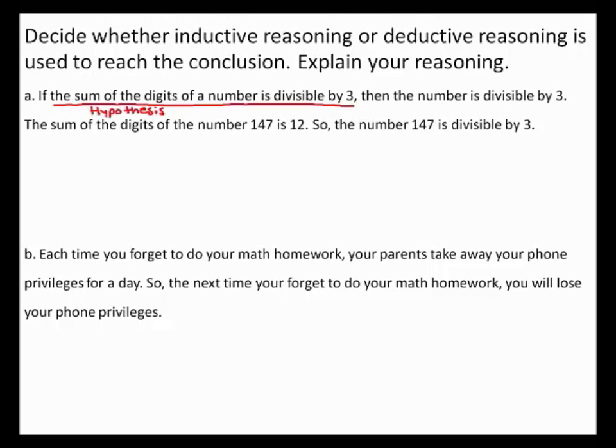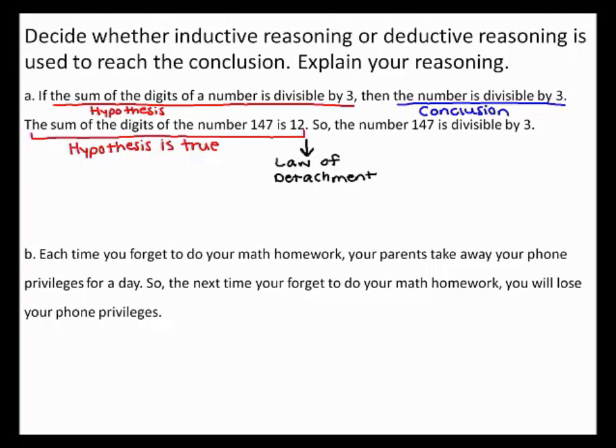the sum of the digits of a number is divisible by 3, and the conclusion is the number is divisible by 3. The second statement, the sum of the digits of the number 147 is 12, makes the hypothesis true because 12 is divisible by 3. Because the hypothesis is true, the third statement goes on to say that the conclusion is true as well, or in this case, that the number 147 is divisible by 3. So, overall, this reasoning reflects the use of the law of detachment.